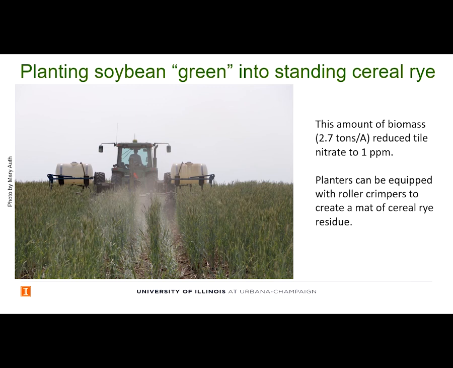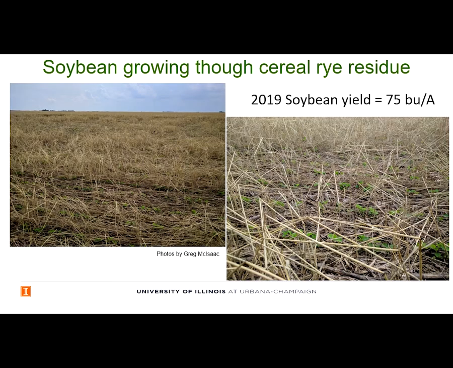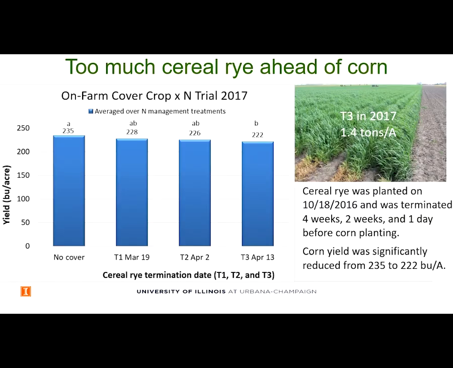And I think we would do better if we had a roller crimper on this planter, or some type of rollers that can be added to a planter and smash this stuff down and make a mat. Because the soybean had to come up sort of through this trellis of dead cereal rye. It's a little hard to even see the soybean as it's coming up. Here's a close-up. But it still yielded well. We got 75 bushel per acre, even though we had all that cereal rye biomass. So great production level and very low tile nitrate loss.